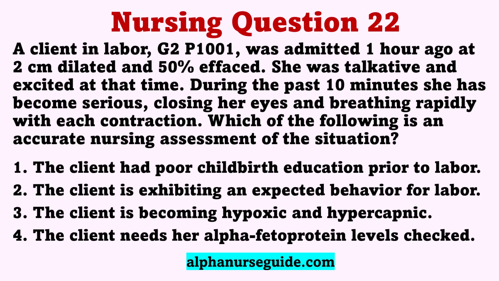The correct answer is 2. The client is exhibiting an expected behavior for labor. There is no indication that this woman has had poor preparation for childbirth. The woman is showing expected signs of the active phase of labor. There is no indication that this woman is showing signs of hypoxia and/or hypercapnia. The alpha-fetoprotein assessment is a test to screen for Down syndrome and neural tube defects in the fetus. It is done during pregnancy.